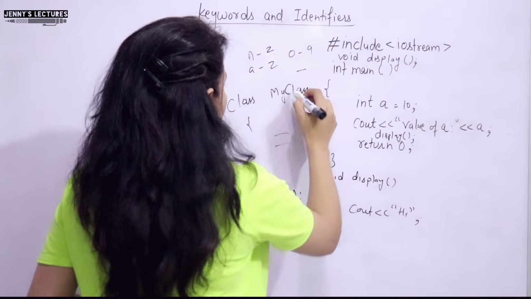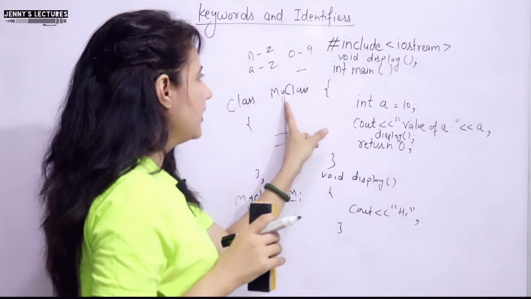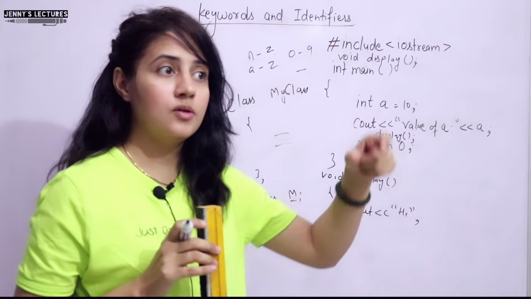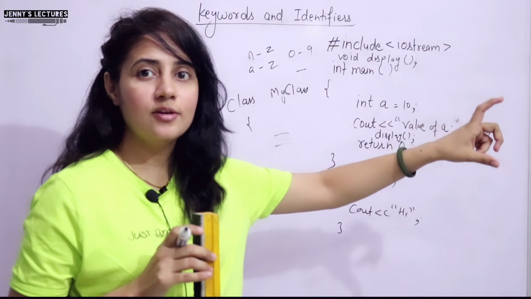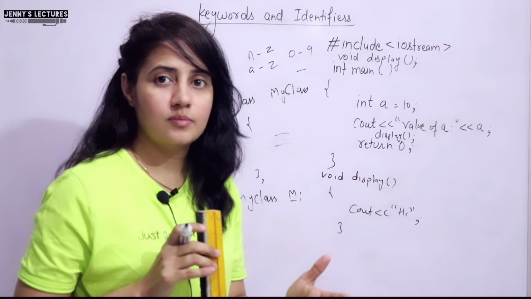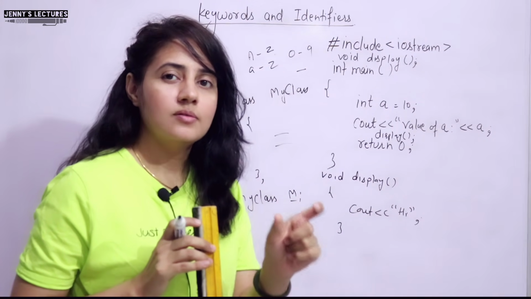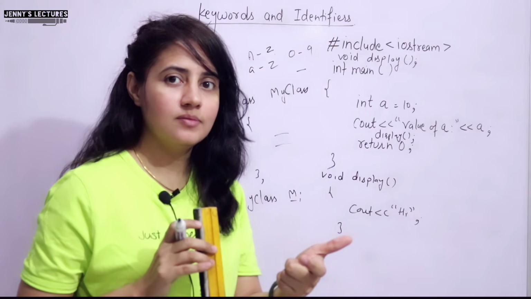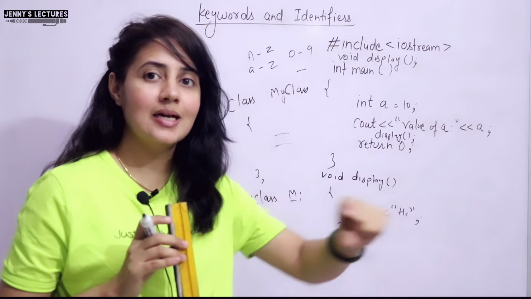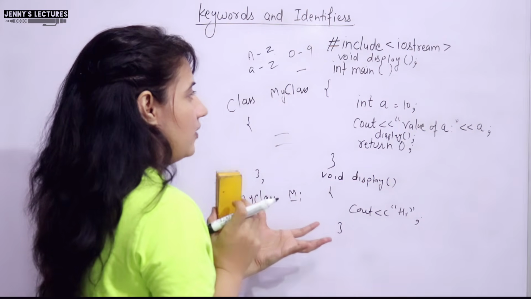Now what about the length of an identifier name? How many characters can you take? Specifically, C++ does not impose any restriction on the length of the name, but generally the first 31 characters are considered significant. So a name can contain 31 significant characters. I hope you got what an identifier is.